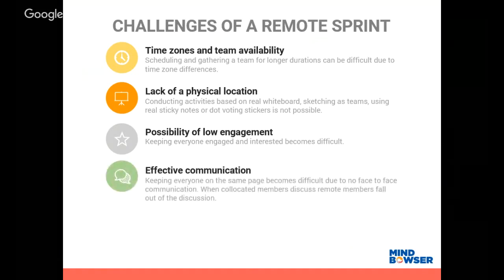And then again, effective communication is also sometimes not as good as the physical one, since keeping everyone on the same page becomes difficult. And when some part of the team is co-located and others are outside, the co-located team members may start discussing amongst themselves, and then remote members may just fall out of the discussion. So effective communication is one more challenge that you could face.